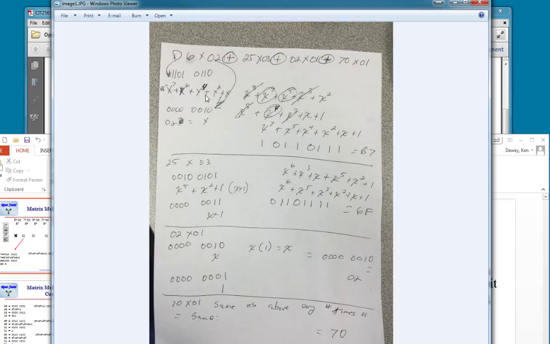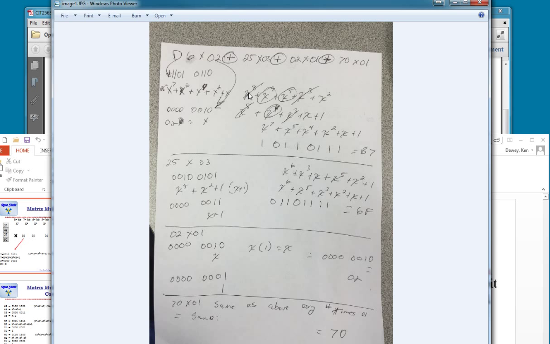So when you do that, each number gets raised. So x to the 7th becomes x to the 8th. X to the 6th becomes x to the 7th. X to the 4th becomes x to the 5th. X squared becomes x to the 3rd. X becomes x squared. Okay?